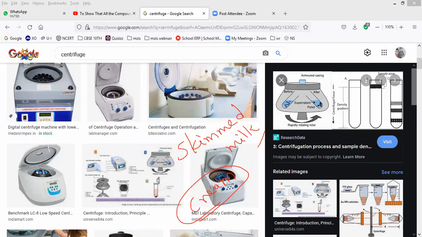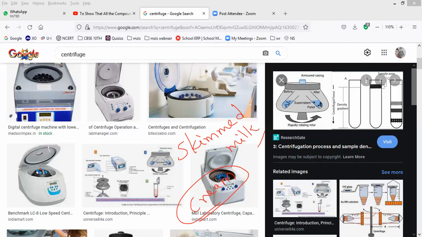So the methods of filtration and centrifugation, we are using them for what? For separating suspended particles. For big-size suspended particles, we use filtration. For very fine suspended particles, we use centrifugation. But both can be used to separate an insoluble solid substance from a liquid. You should remember that: an insoluble solid substance from a liquid.